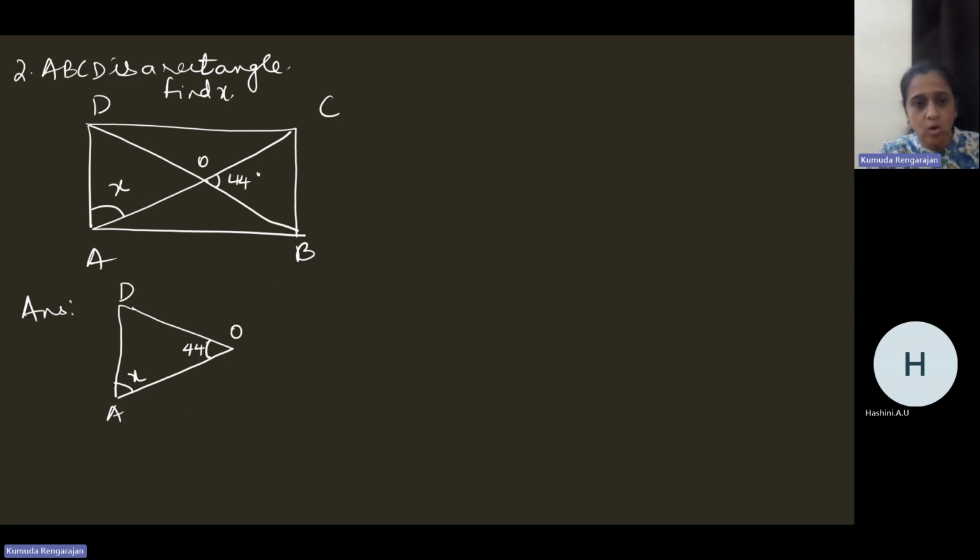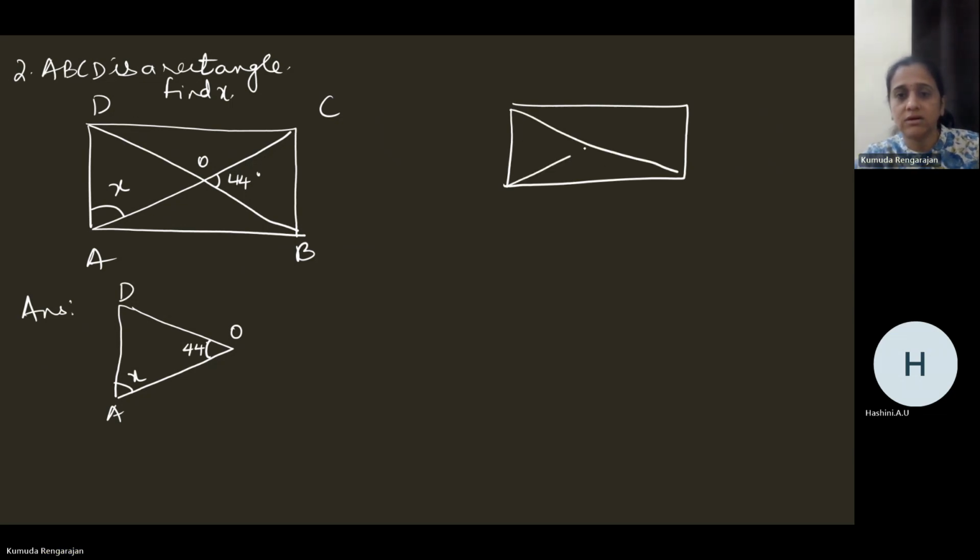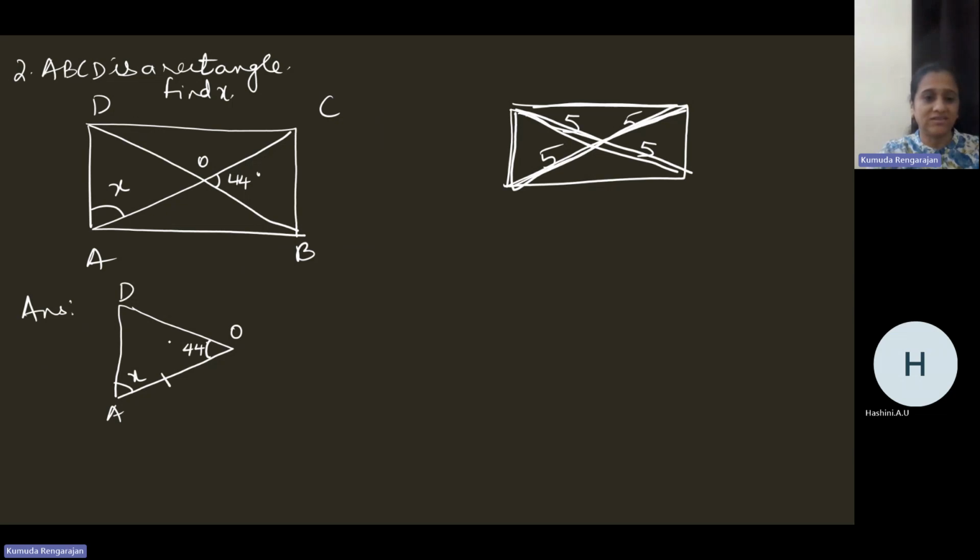That means OD is equal to OB is equal to OA is equal to OC. See, in a rectangle, the diagonals are equal. The diagonal BD is equal to the diagonal AC. Look at the board. And they bisect each other. So this is equal to this, and this is equal to this, because the diagonals are equal. So this one is an isosceles triangle. This one is also an isosceles triangle. You have 4 isosceles triangles.